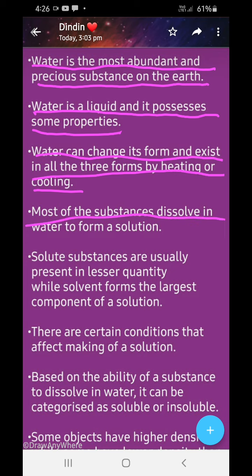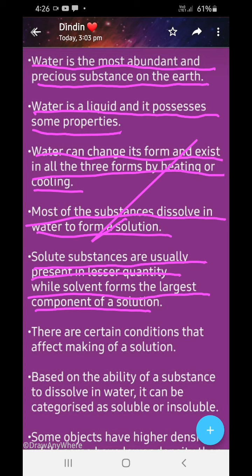Most substances dissolve in water to form a solution. Solute substances are usually present in lesser quantity, while solvent forms a large component of the solution.